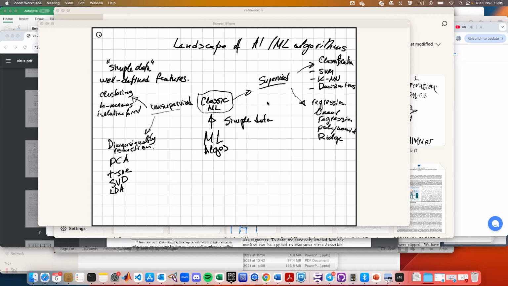Very useful techniques that shouldn't be forgotten when you work with data. I will not go into details explaining all of them, but you should know that they exist and have them in your possession as a tool. And then here we also have reinforcement learning, part of classic ML. But let's not elaborate more on that.